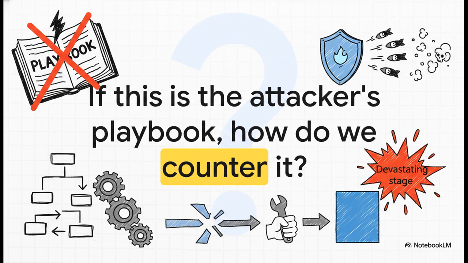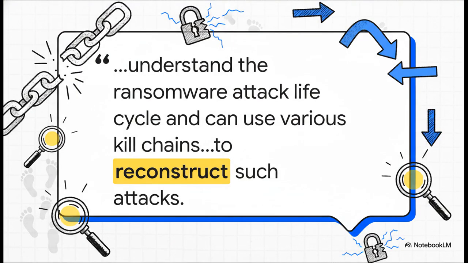Which brings us to the most important question, right? If this is their playbook, page by page, how in the world do you write a counterplan? How do you stop this attack before it gets to that final, catastrophic stage? The source material we're using for this explainer puts it perfectly. It says that by understanding these kill chains, incident responders can actually reconstruct attacks. So these aren't just abstract theories. They are real, practical tools used on the front lines to figure out what happened during a breach.